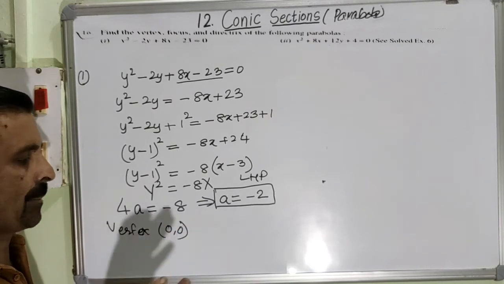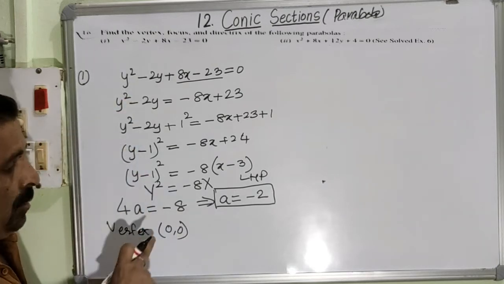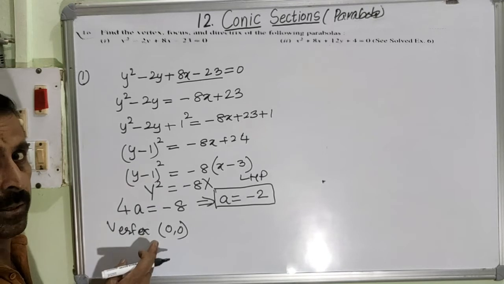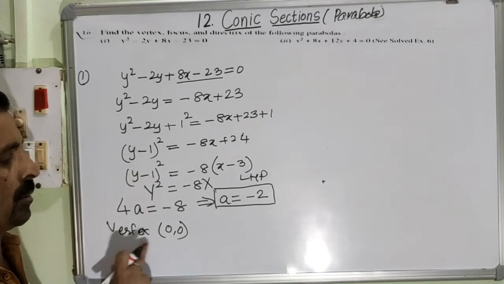Vertex for all the types of parabola is the same, 0, 0 only. But for this given parabola, what is the vertex? The vertex of this parabola is not at the origin. It is in the translated form. So now we are going to find the coordinate of the vertex.